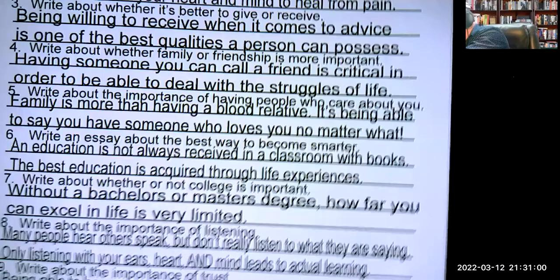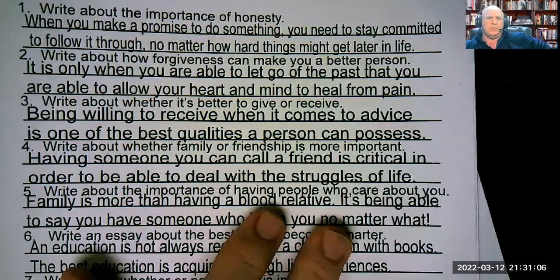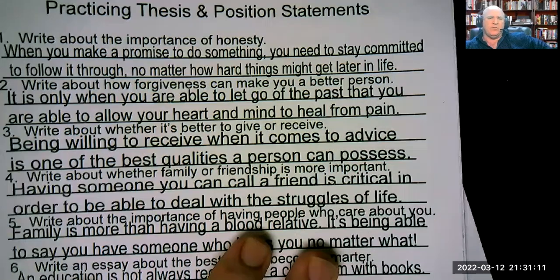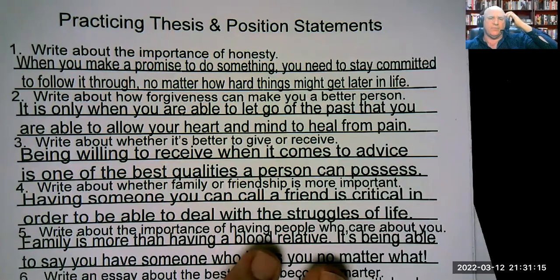So this is page 7, where those blank prompts I gave you on my last video for the star writing guide now are going to have clear thesis or position statements.